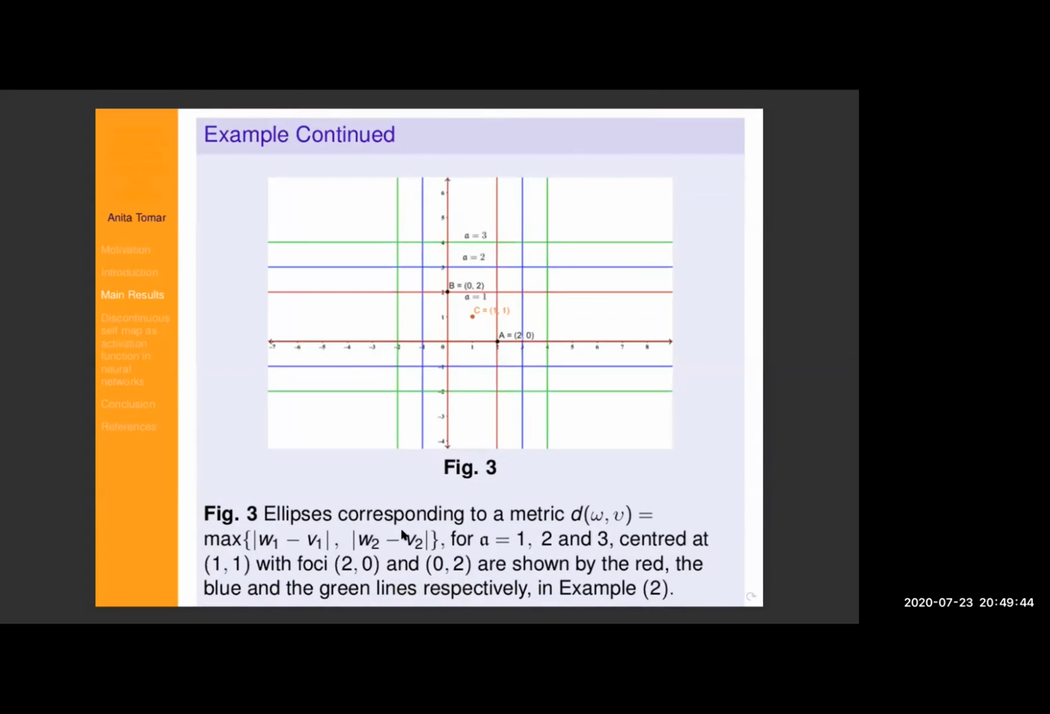Again, if we define the metric as the maximum of modulus of W1 minus V1 and modulus of W2 minus V2, then for A equal to 1, 2, 3, these are the lengths of the semi-major axis. This is for A equal to 1, A equal to 2, and A equal to 3. The center is at (1, 1), one focus is at (0, 2), and the other focus is at (2, 0). Then these are the different ellipses.